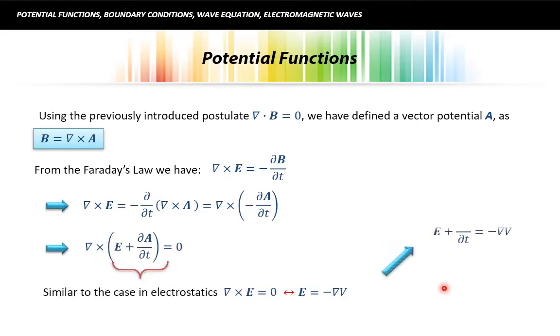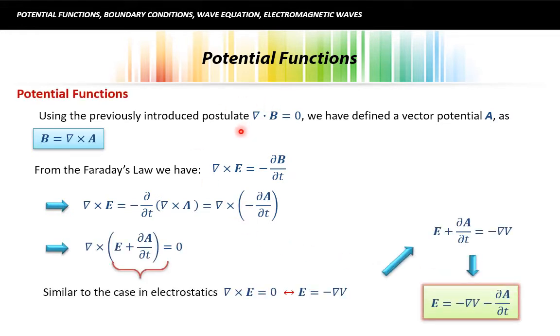Remember that previously, using the postulate that divergence of B is equal to 0, we defined a vector potential of the form B is equal to curl of A, where A is the vector magnetic potential. From Faraday's law, we have the relation curl of E is equal to minus del B over del t. If we insert the definition of B into this equation, we can rewrite it as curl of E plus del A over del t is equal to 0.